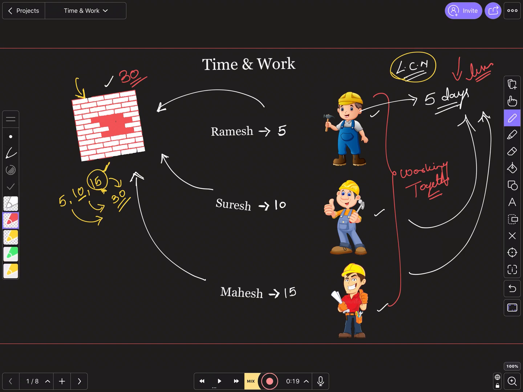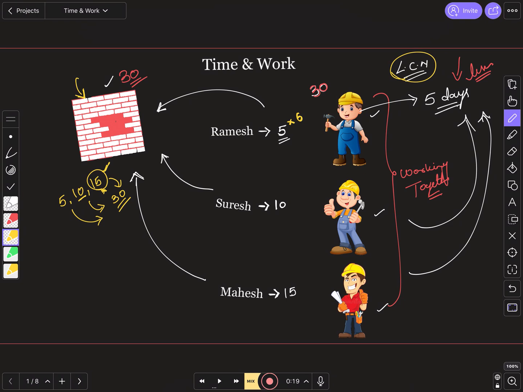So Ramesh, working alone, can put in these 30 bricks in 5 days, right? Because he can make this wall in 5 days, so he can put in these 30 bricks in 5 days. So can you tell me, per day, how many bricks will Ramesh put in? That's quite a logic. 6. He will put in 6 bricks in 1 day. In 5 days he will put in 30 bricks, and he can make this wall working alone.